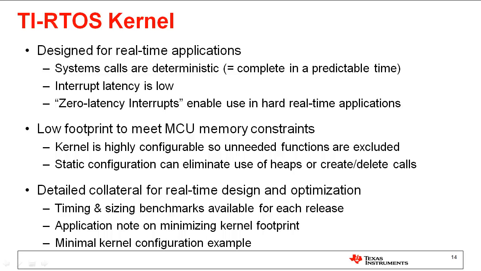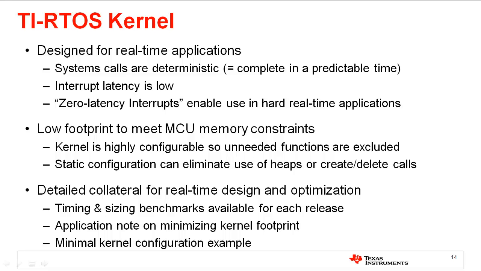While you can certainly programmatically create things like tasks and semaphores with task create calls and semaphore create calls, you can in fact statically create these at build time and eliminate the need for dynamic heaps or that create or delete call code in your application. That can save you a couple of K of code. In addition to timing benchmarks, the same benchmarks include sizing information.